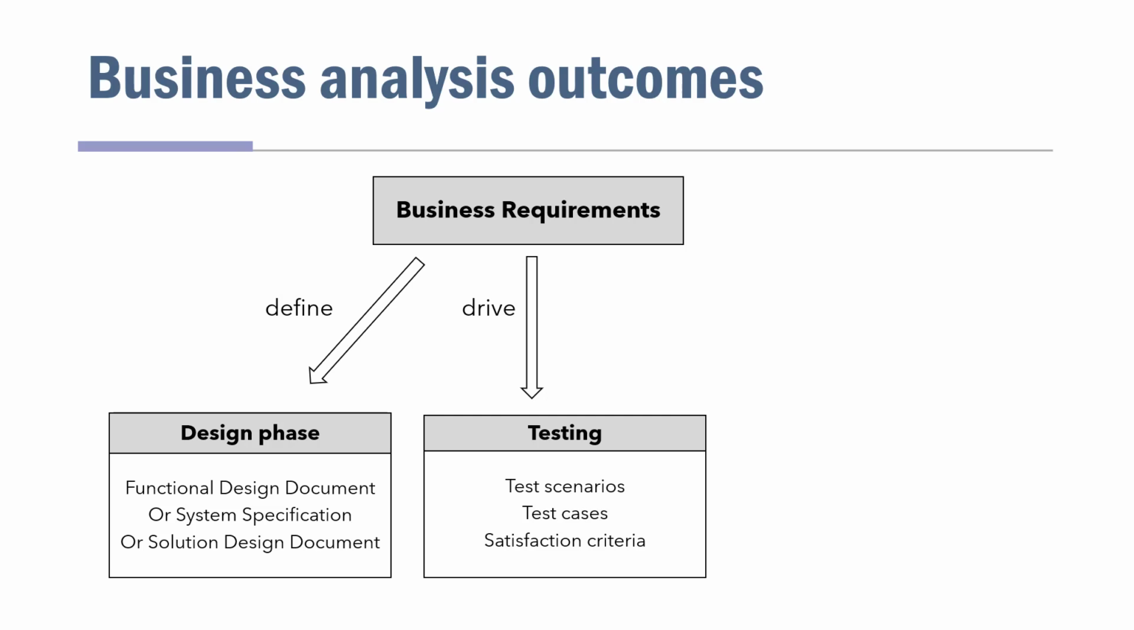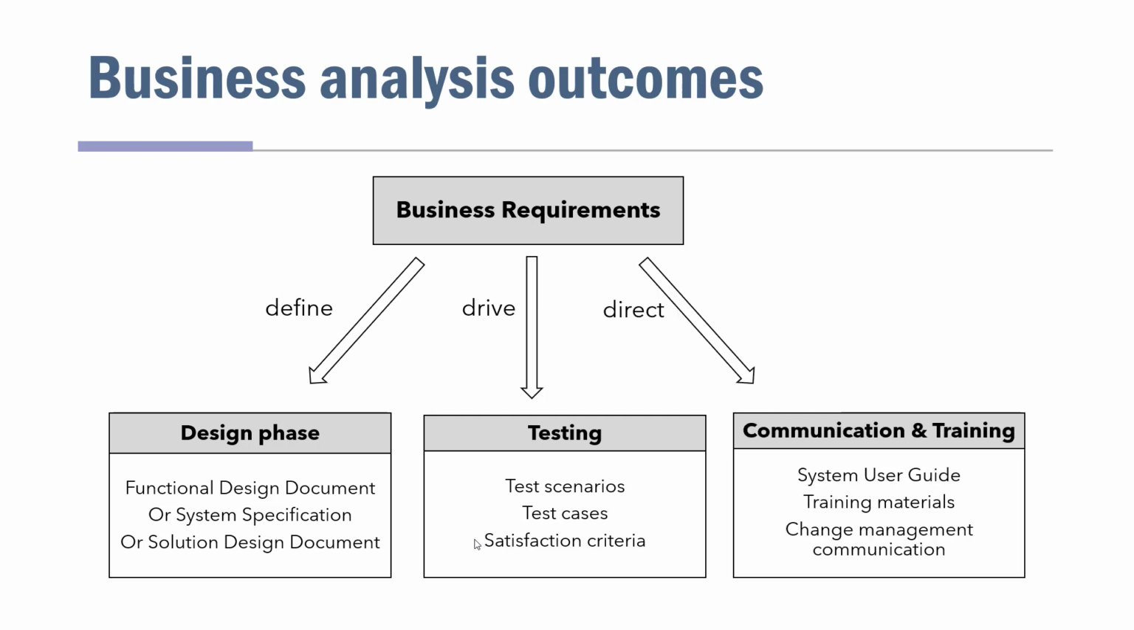And think about the scenario matrix we created during the requirements phase. Now that can be foundation to create test scenarios, test cases, satisfaction criteria. So our business requirements determine what needs to be tested, what is the expected behavior. And finally, business requirements help direct the implementation activities, communication and training, system user guide, training manual, materials.